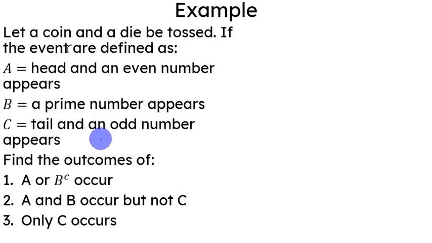We're asked to find the outcomes, not the probabilities, but the outcomes of the following events. A or B complement occur. A and B occur but not C. Only C occurs. Pause the video and try to see if you'll be able to give the outcomes for these given compound events.